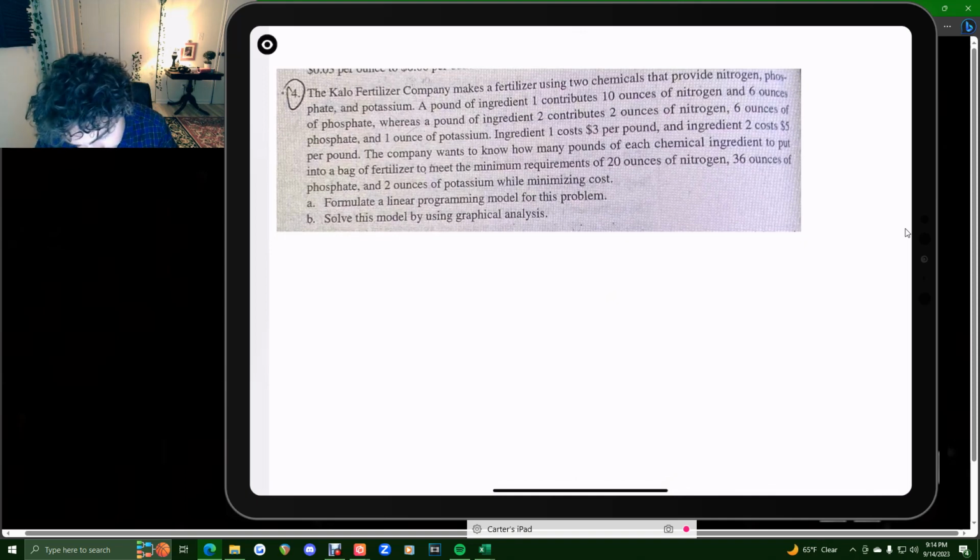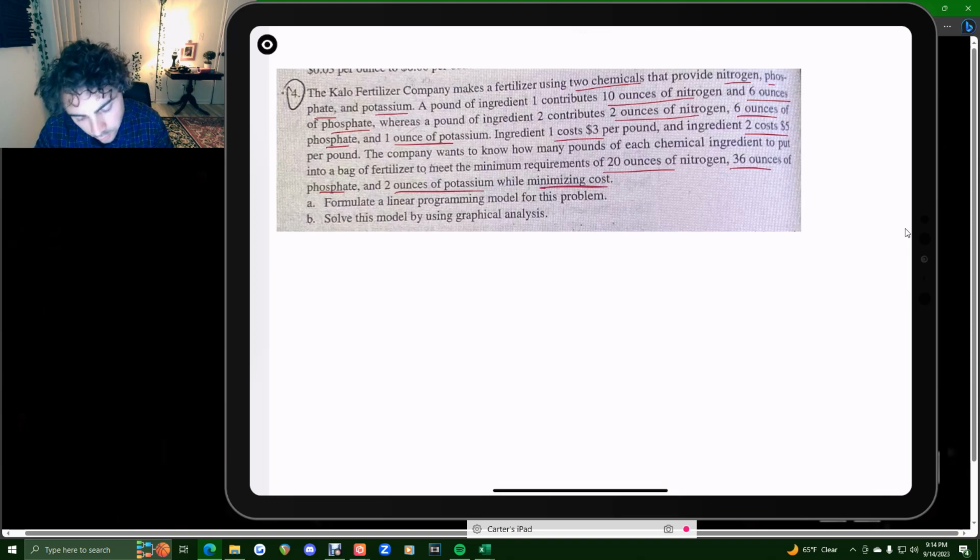In this problem, we have a fertilizer company making fertilizer. We have two chemicals that provide nitrogen, phosphate, and potassium. A pound of ingredient 1 contributes 10 ounces of nitrogen, 6 ounces of phosphate, whereas a pound of ingredient 2 contributes 2 nitrogen, 6 phosphate, 1 ounce of potassium. Ingredient 1 costs this much, ingredient 2 that much. They want to know how many pounds of each to put in the bag to meet the minimum requirements of 20 ounces of nitrogen, 36 phosphate, and 2 of potassium, minimizing the cost.